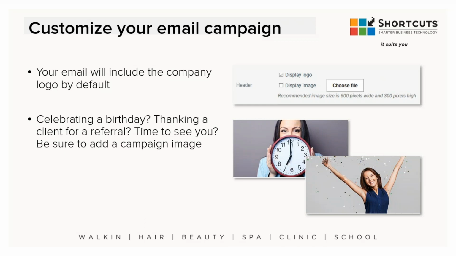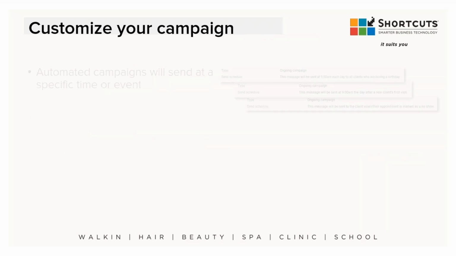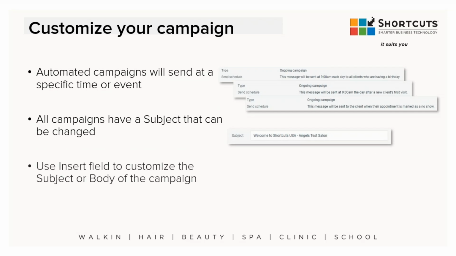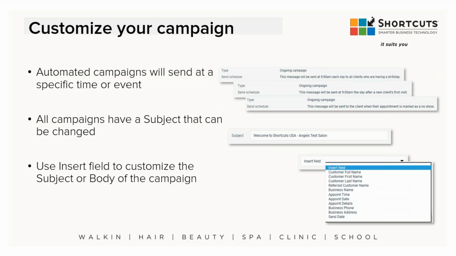So you choose your logo, you decide, am I going to include a graphic with this? And then you can start to change what the details are in the campaign, in the message itself. So the ones that are automated, they will send on a specific time or a specific event. So for the birthday one, for example, that message goes out 9 o'clock every morning when it's a customer's birthday. If somebody hasn't visited you, I believe it's in 6 weeks, they will get the friendly reminder email.